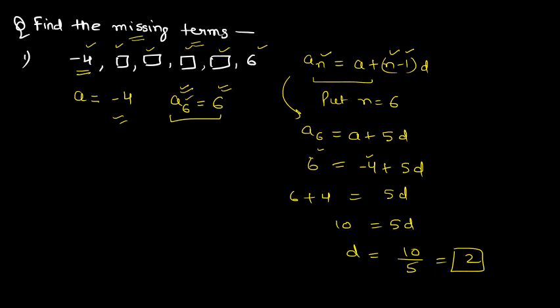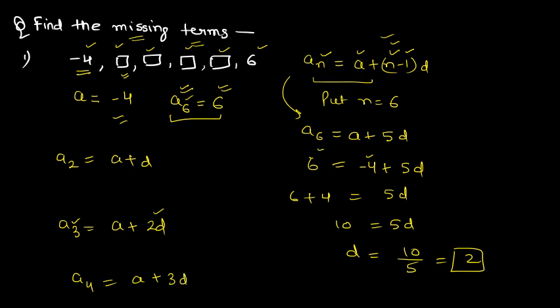Now, we know this is the second term, so what will be the second term? A plus (2 minus 1) into D, that means A plus D. Similarly, what would be the third term? A plus (3 minus 1) into D, that means A plus 2D. So for A4, it will be A plus 3D. For A5, it will be A plus 4D, correct? So just put down all the values.